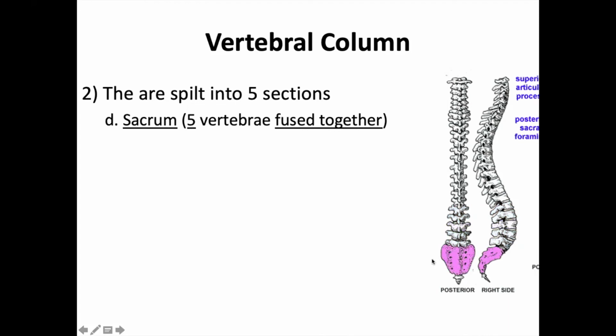This pinkish purple one down here at the bottom, that is part of your pelvis. Right? That is protecting your backside. That is known as the sacrum, and is technically 5 individual vertebrae fused together, because you don't need a lot of movement there. So there was no reason to keep them separate.